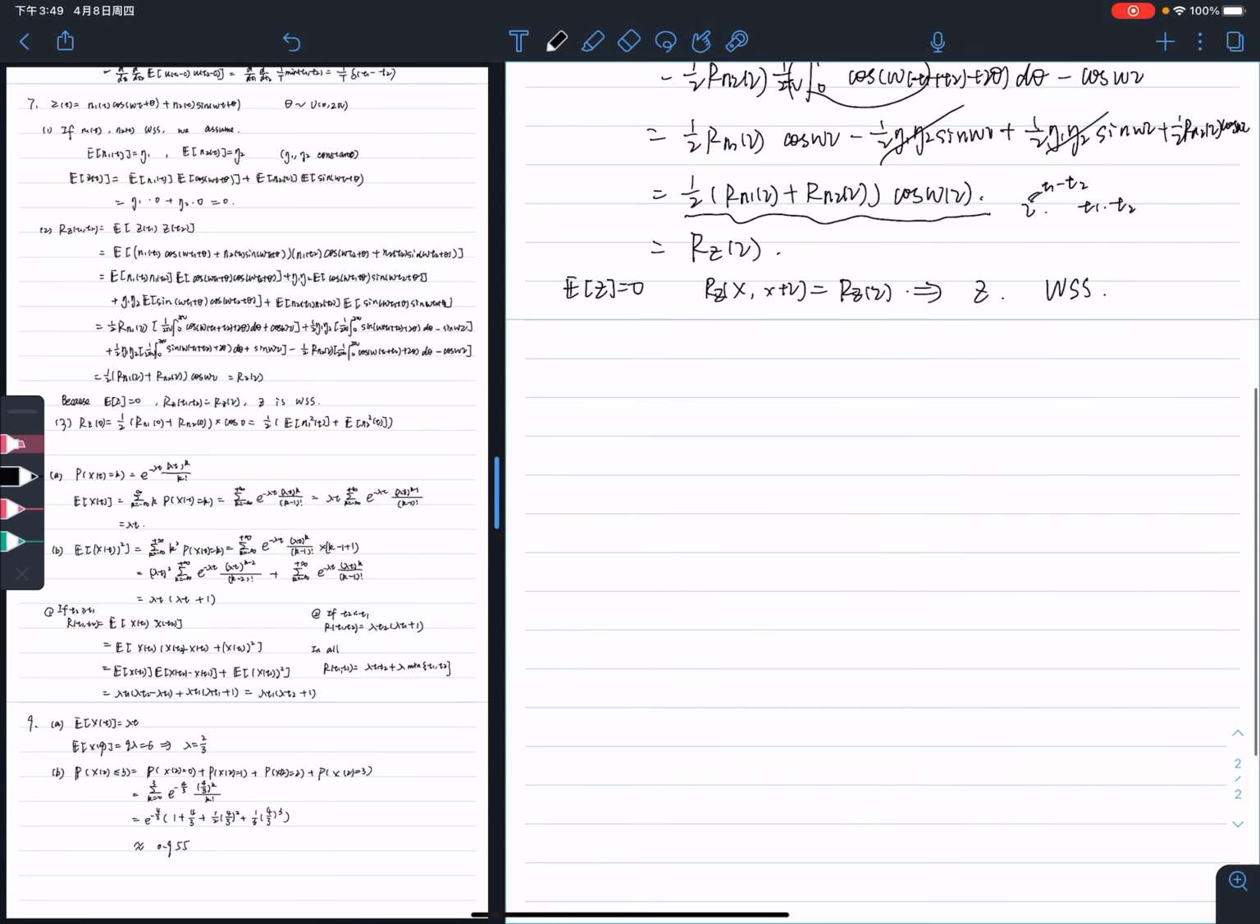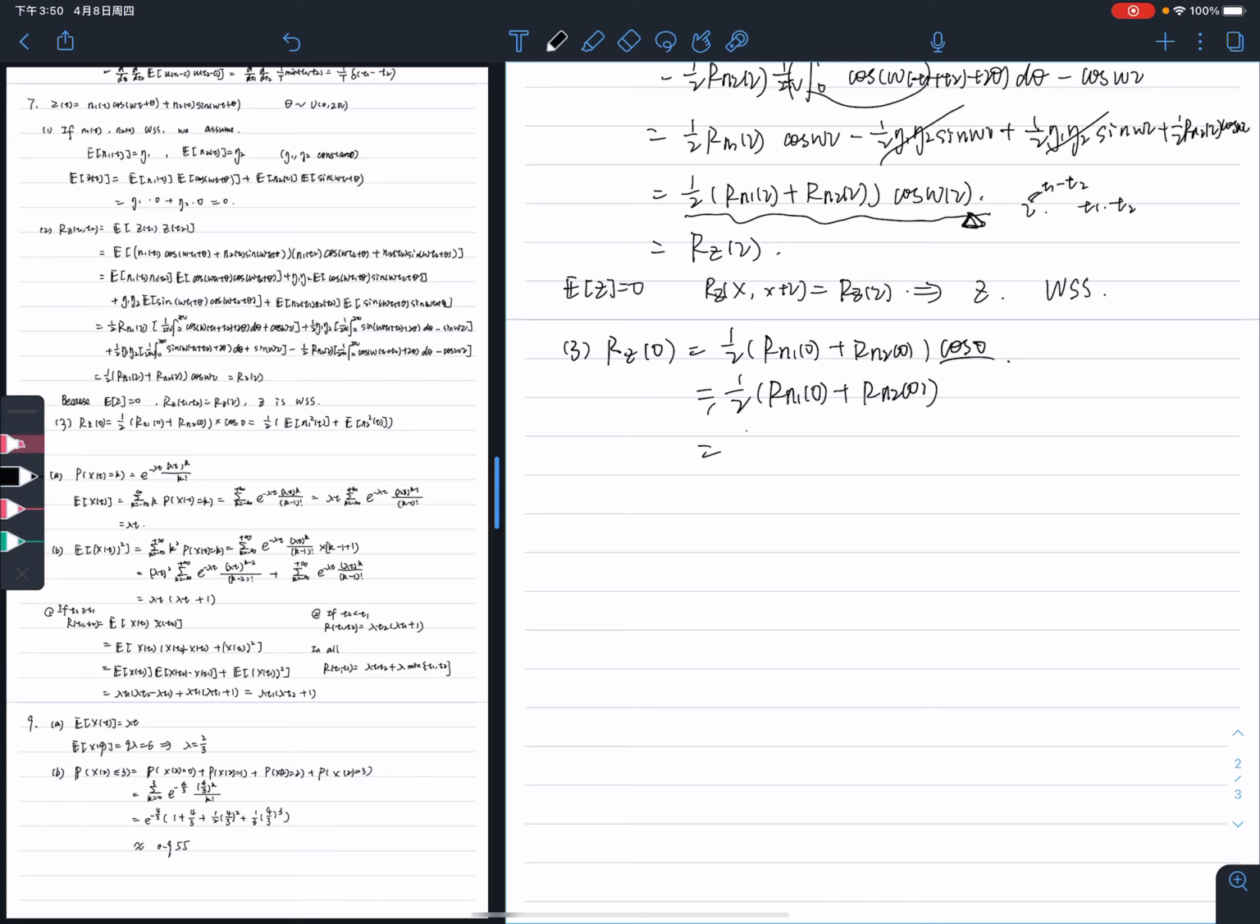For the last problem, we want to compute the value of R_Z(0). Then we can use this formula. It should be 1 over 2 (R_N1(0) plus R_N2(0)) times cosine 0, and cosine 0 equals 1. It equals 1 over 2 (R_N1(0) plus R_N2(0)). It is equal to 1 over 2 times the expectation of the square of N1(t) plus the expectation of the square of N2(t). Therefore, we have already solved this problem.